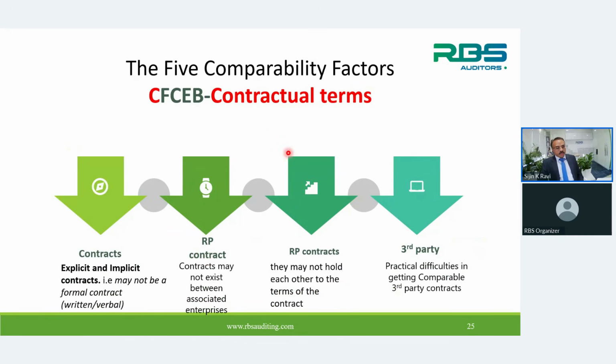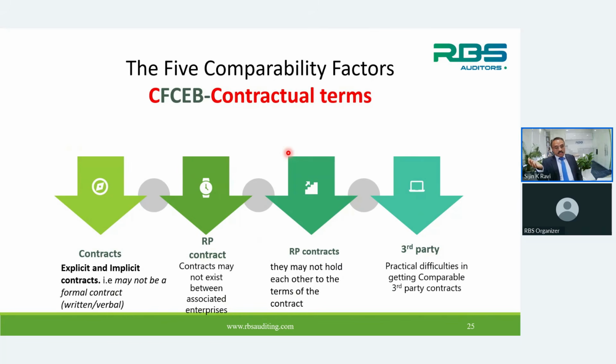One is contractual terms. For example, if you are taking a related party transaction, contracts may be explicit or implicit. That means some related party transactions don't have any contractual agreement. For example, relating to managerial remuneration, mainland companies don't have any contracts for managerial remuneration. It will be decided by the management itself without any contract. But if you go to the free zone entities, they will have a contract for the remuneration itself. If you are one of the managers of that company, then automatically the contract will be there. So there is an explicit contract or implicit contract.